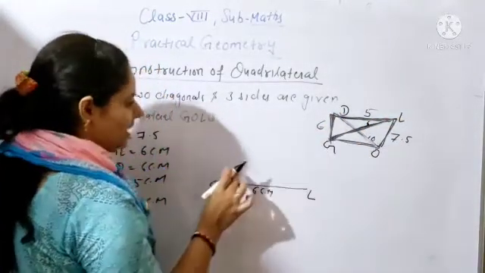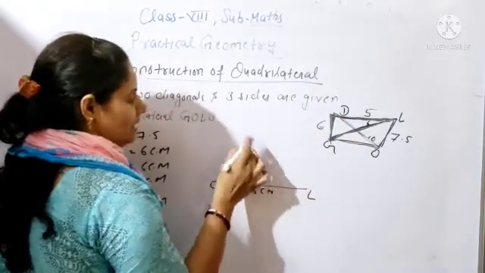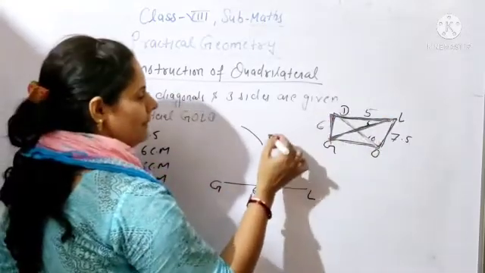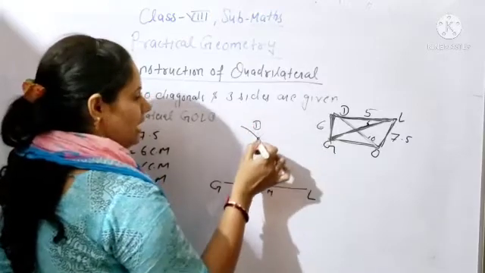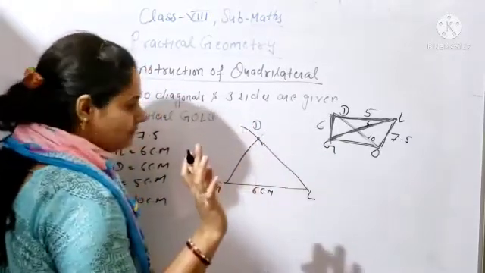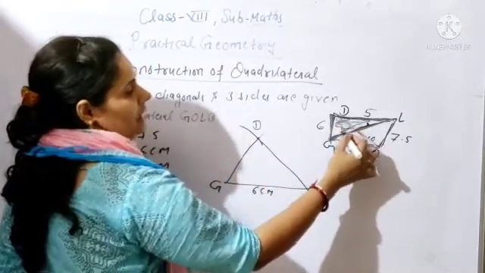From point G you will open your compass 6 centimeter and draw the arc. After that, from point L you will open your compass 5 centimeter and draw the arc. The intersecting point is point D. Join the line segments GD and LD. Clear this one? Upwards, this one triangle is completing. Completed. Now what you have to do?